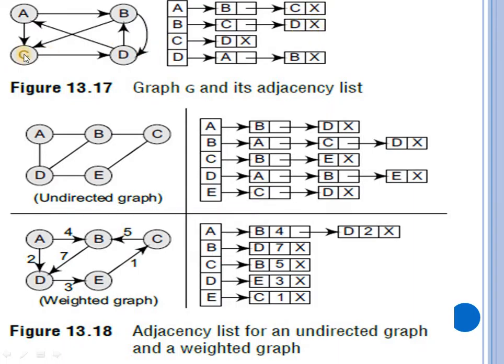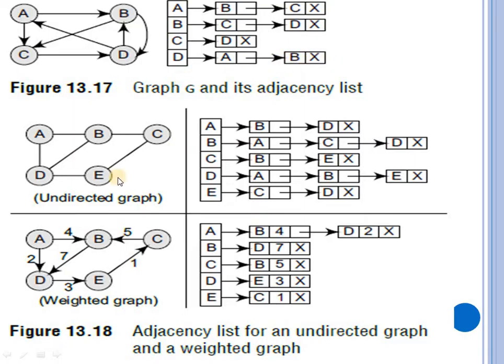Then for C we have only the neighboring node D. So in the C list we have D, and this one is last, so here null. Now consider D. Here we have the D to A path and the D to B path. So two nodes, A and B, and this is the last node.